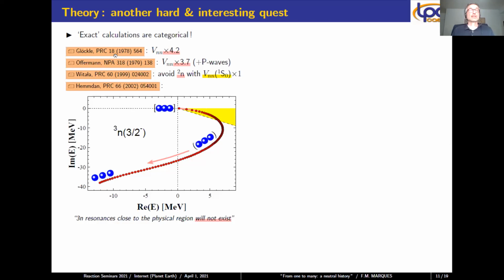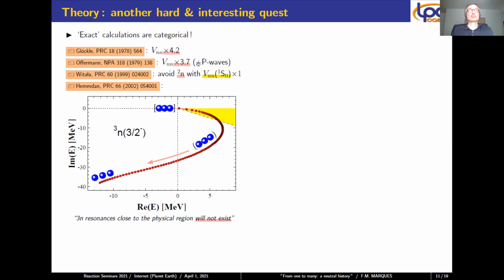Glöckler in 78 modified the neutron-neutron interaction in order to have a 3-neutron bound system. And he found that the factor was huge. He needed 4 times the neutron-neutron interaction. Then in 79, having used only S waves before, they added the P waves, and in that case they needed a smaller factor, but still close to 4.